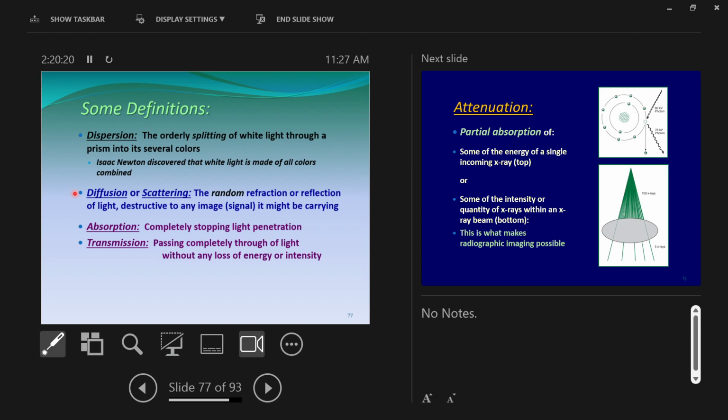Diffusion or scattering, the random refraction or reflection of light, destructive to any image, but light scatters. I can shine this light through here and have it spread around the room, right? It spreads and diffuses and scatters all around the room as I shine it through that bottle of water. Absorption. Visible light can be absorbed by many, many things, where X-rays pass through things. Transmission is the complete passage of a source of light without any loss of energy or intensity.